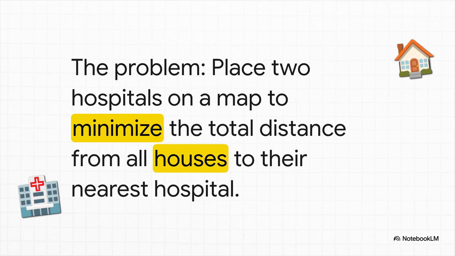So to make this crystal clear, let's picture a little town laid out on a grid. We've got houses scattered around, and we've got a mission. We need to build 2 new hospitals. Our goal, our optimization goal, is to find the perfect spots for these hospitals so that the total travel distance for everyone to their closest hospital is as low as it can possibly be.